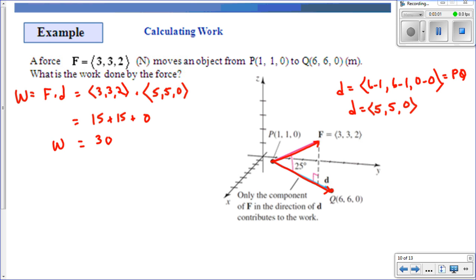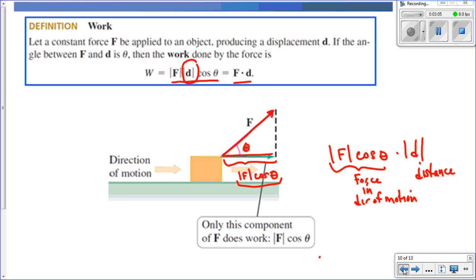Notice that work is a scalar. Now, because work is the magnitude of F times the magnitude of D times cosine of theta, if the angle theta is 90 degrees, in other words, if the force applied is perpendicular to the direction of movement, there will be no work done. The work will be equal to 0 since the cosine of 90 degrees is equal to 0.